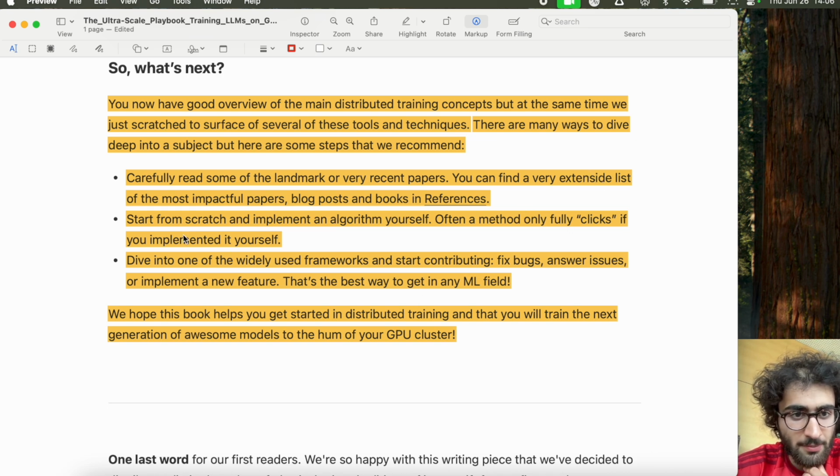There's another typo here. Start from scratch and implement an algorithm yourself. This is the most effective way, which I don't do enough, but often a method only fully clicks if you implement it yourself. Thirdly, you can dive into one of the widely used frameworks and start contributing by fixing bugs, answering issues, or implementing a new feature. This is a really good way to get into ML fields. For example, you can just contribute to the Hugging Face Transformers GitHub repository.